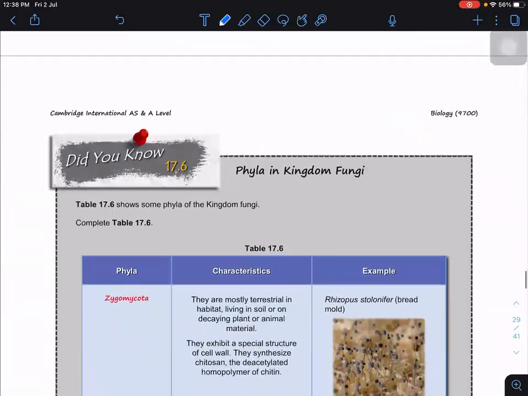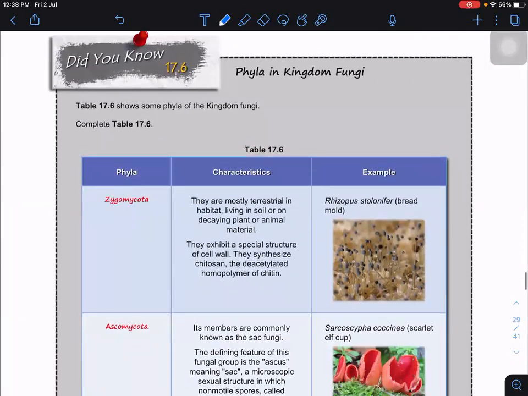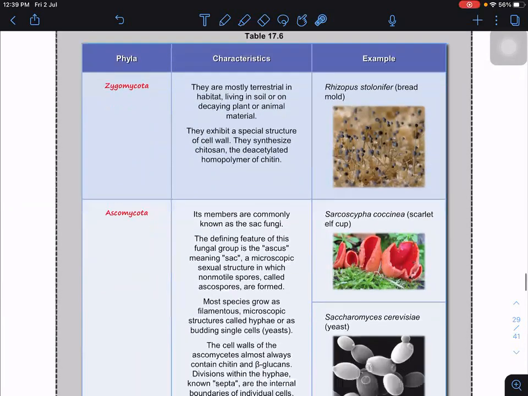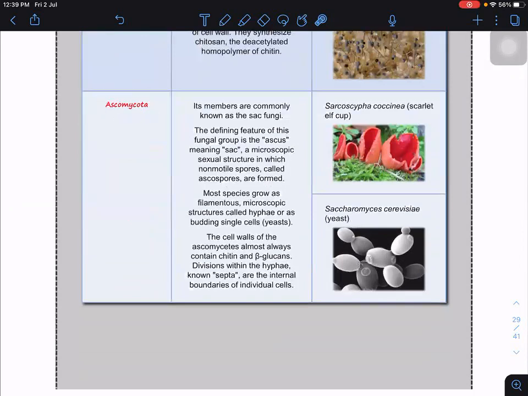Okay, so what are the phyla in the kingdom fungi? For example, can you see the mycota? Mycota basically means fungus. So Zygomycota includes our bread mold. Then we do have the Ascomycota. Generally, you can see that they form a cup. Asco basically means a sac. It forms something like a sac, and also includes our yeast here.